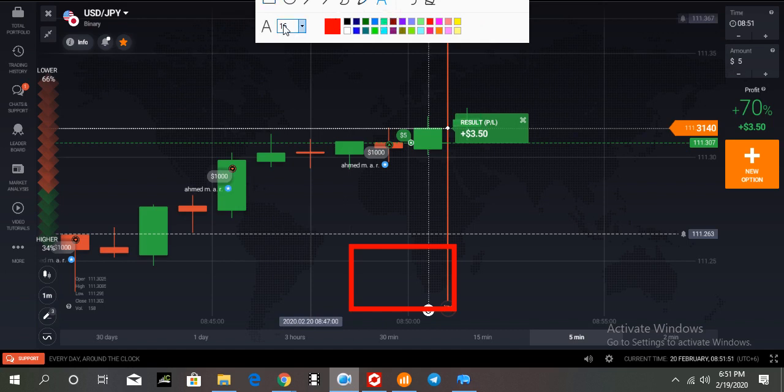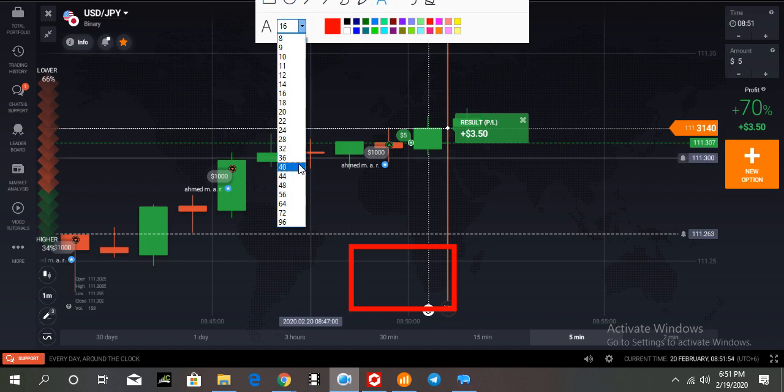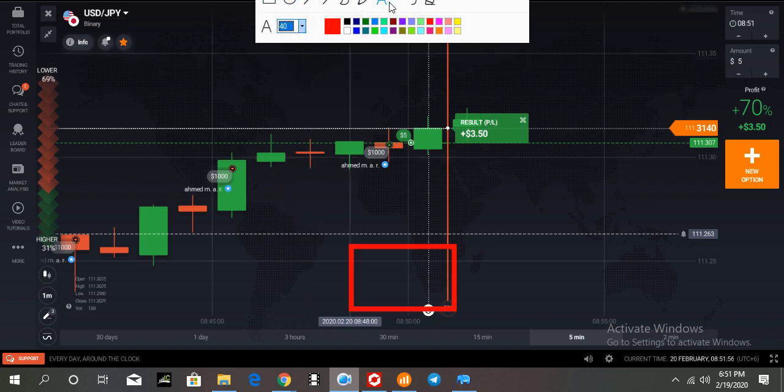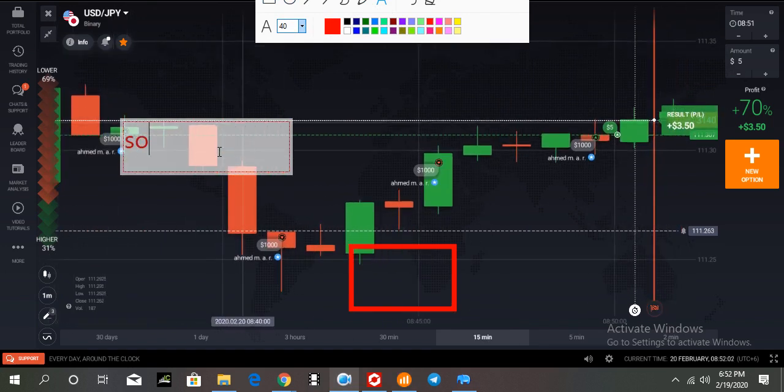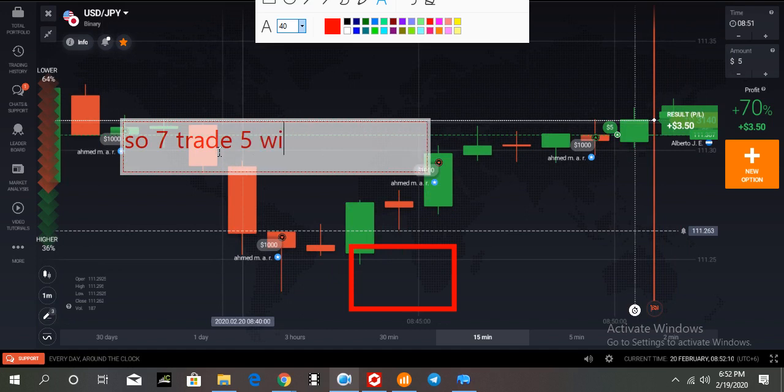You can see here, I will give more info on how to use this robot properly. 7 trades, 5 wins, 2 losses.